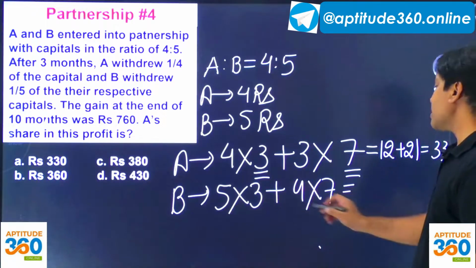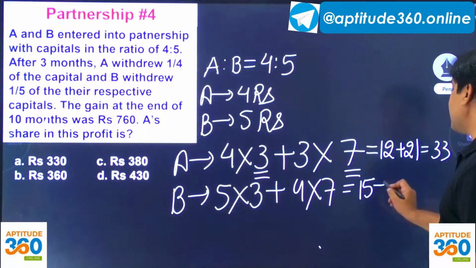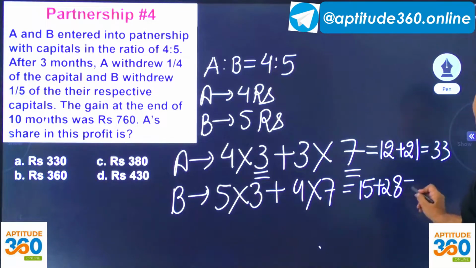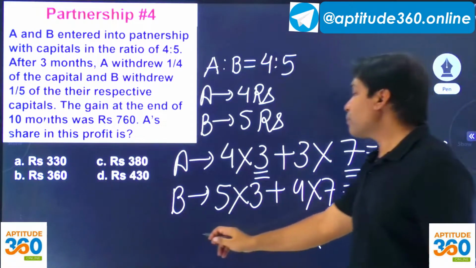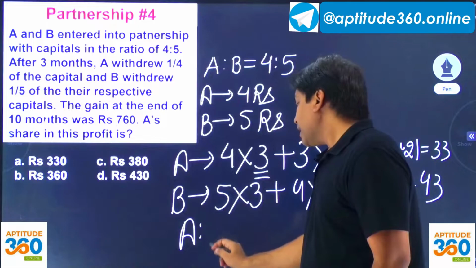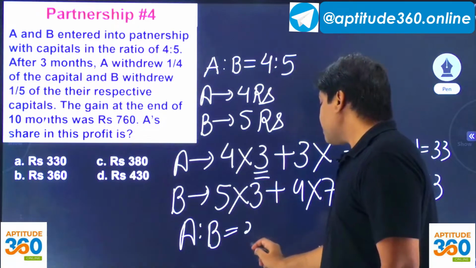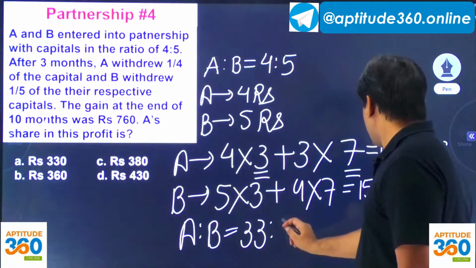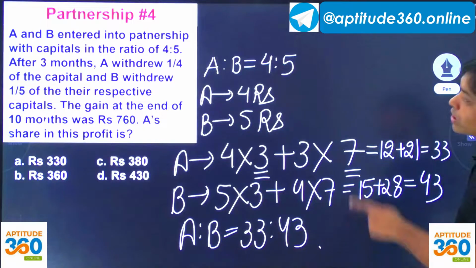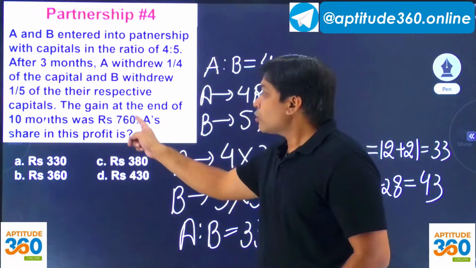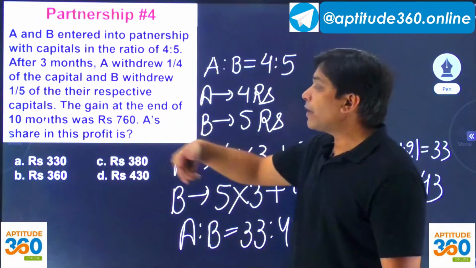So what is going to be this ratio? This is going to be what? 15 plus 28. If you simplify, this is going to be 43. So in what ratio we should be giving profit to A and B? The profits must be distributed in the ratio of 33 and 43. Is that okay? And now what is the problem? There is a total profit of 760 rupees and you have to find out the share of A.